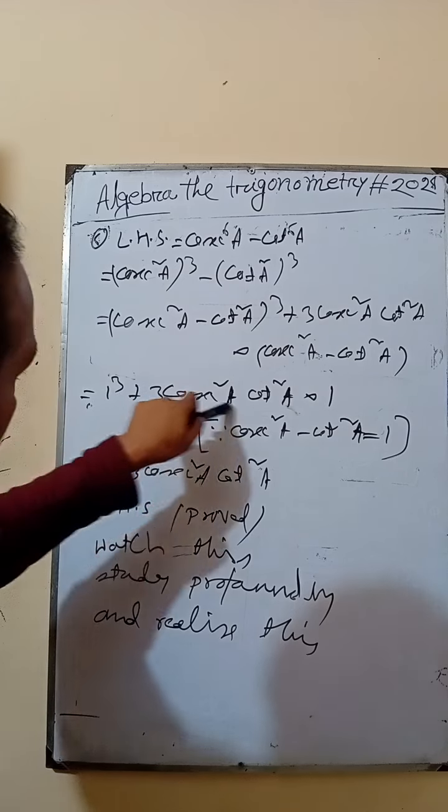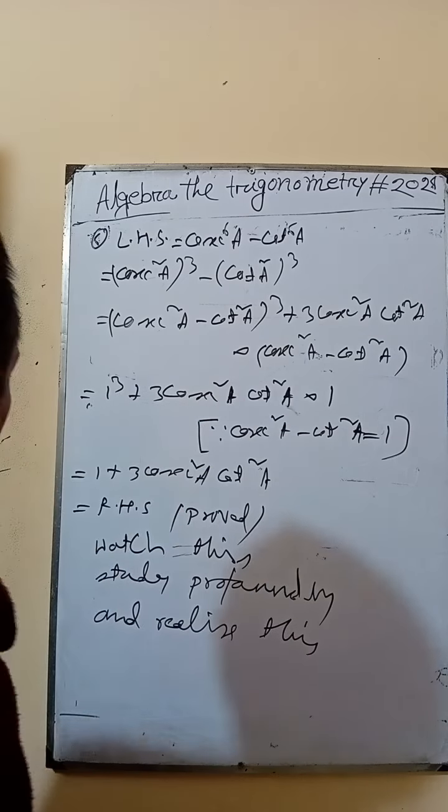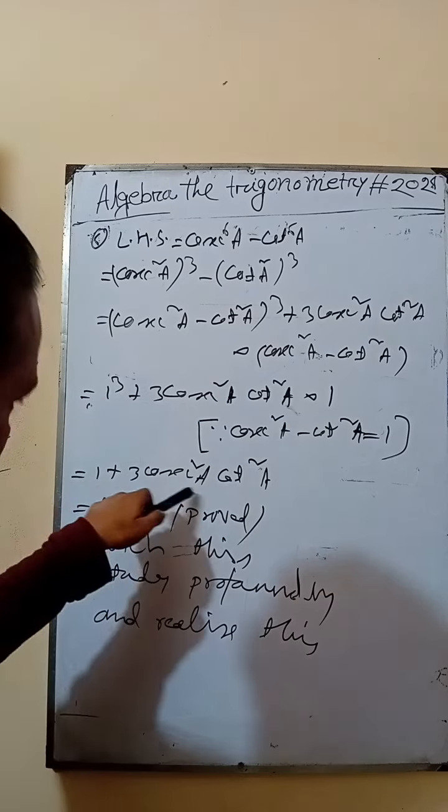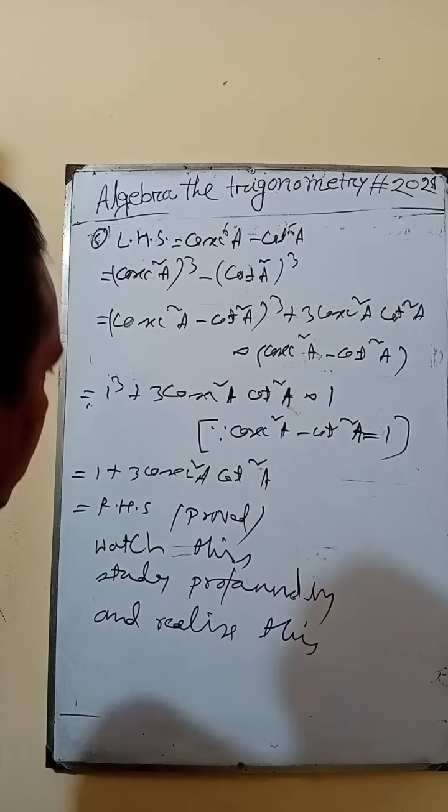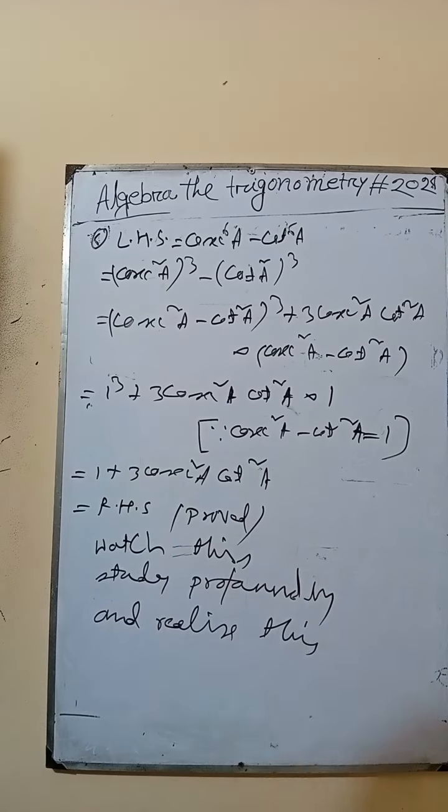1 whole cube plus 3 cosec square A cot square A into 1, which is 1 plus 3 cosec square A cot square A. Hence proved.